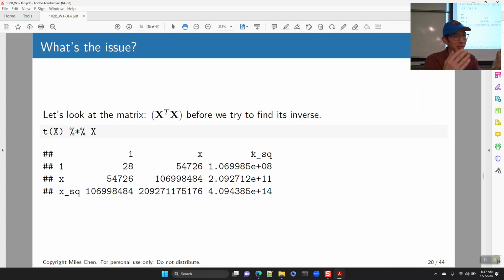And then I'm summing them up. So I should be getting a 3 by 3 matrix, and I do, but look how big this last number is. It's 4.09 times 10 to the 14. Now, floating point numbers can handle big numbers, but what happens when I try to calculate the inverse? Now we're getting 1 over a really big number. And we know floating point numbers have a limit.